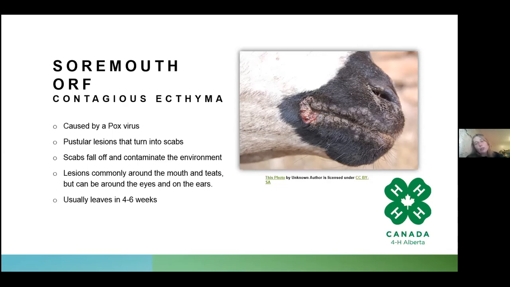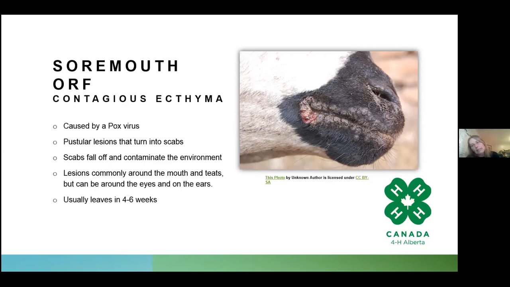But it usually starts with little pimples, and then they turn into what we call little pustules, and then those little pustules will burst and you get open sores, and eventually they will crust over and form scabs. The scabs have lots of virus in them, so when they fall off, they contaminate the environment, and they contaminate the pen if it's a wooden pen, and then contaminate the walls if there's wooden fences.